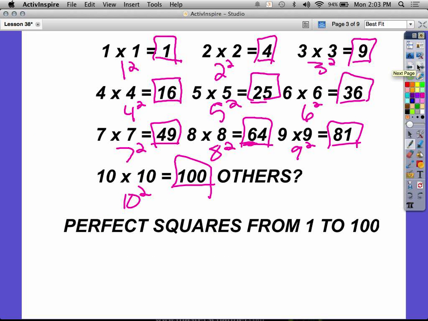So here we have a bunch of squares. Okay, these are all perfect squares from 1 to 100. So we have 1 times 1, or 1 squared, is going to equal 1. 2 squared is 4. 3 squared, 9. 4 squared, 16. 5 squared, 25. 6 squared, 36. 7 squared, 49. 8 squared, 64. 9 squared, 81. 10 squared is 100. So the others, there are none. Okay, these are all of the perfect squares from 1 to 100. So when we have our numbers 1 through 10, we're squaring them, they're going to be between 1 and 100.